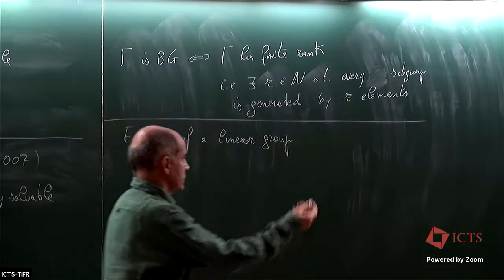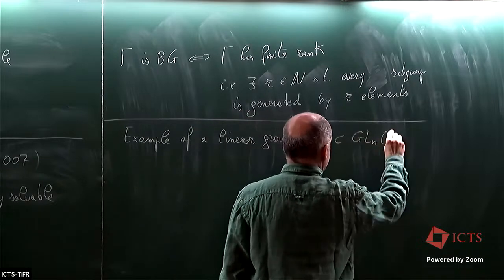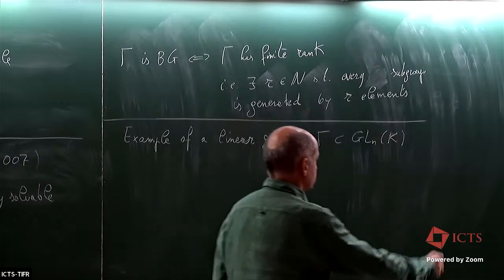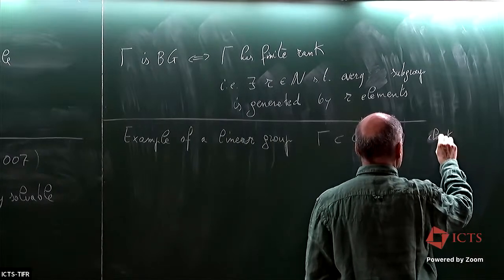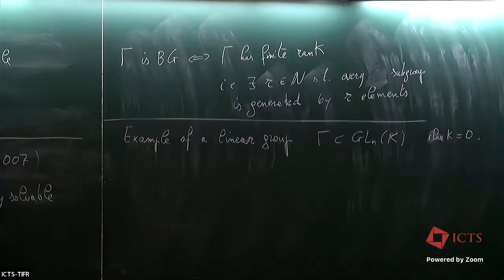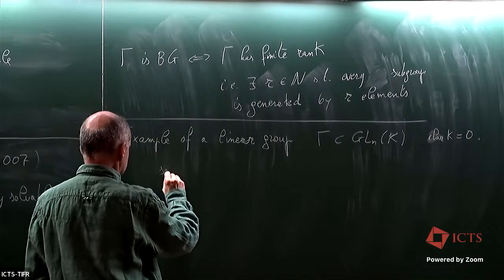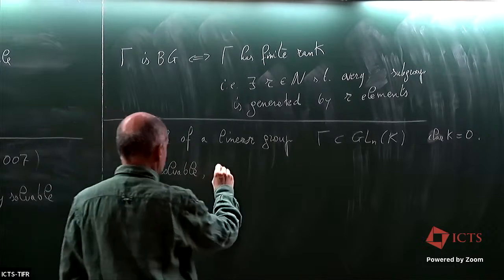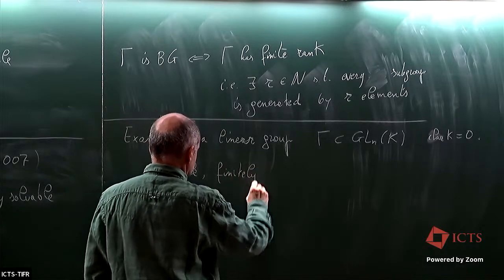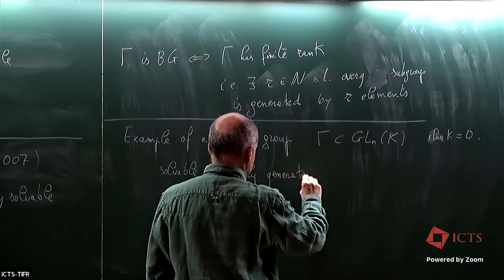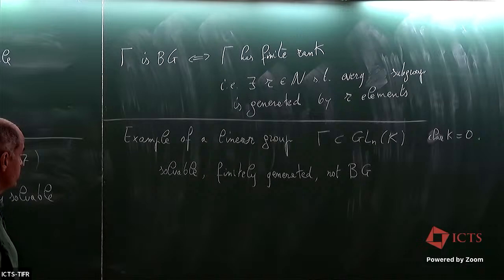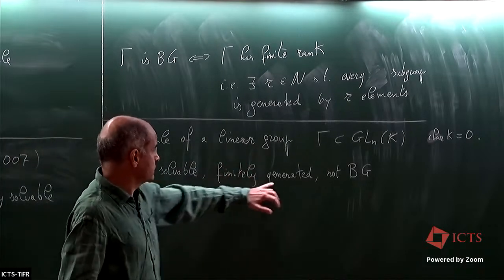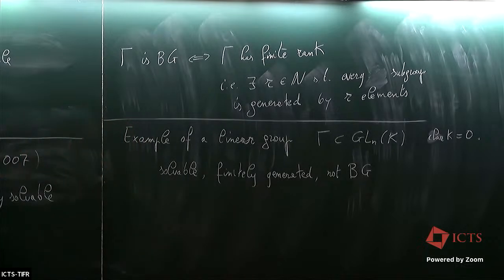By linear group, I just mean a subgroup of some GLN over a field of characteristic zero, which is solvable, finitely generated and not boundedly generated. And actually, being linear and finitely generated, it turns out that it is also residually finite.